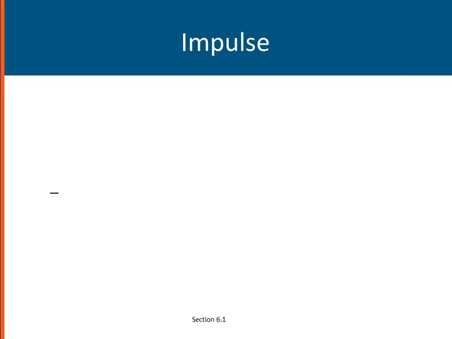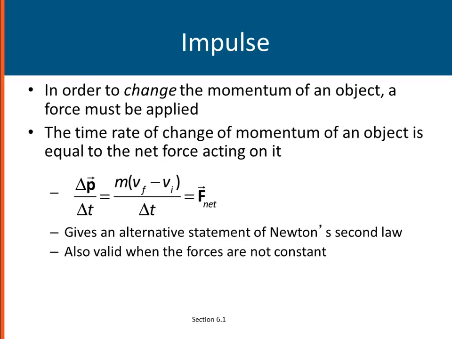If an object has momentum, obviously it can change, or if an object doesn't have momentum, then we give it momentum. There is a change in momentum, and we call that change in momentum the impulse of the object. A force must be applied in order to have this impulse. We can find that force based on the fact that the net force is really the rate of change of momentum. The net force is equal to the change of the momentum over the change in time.